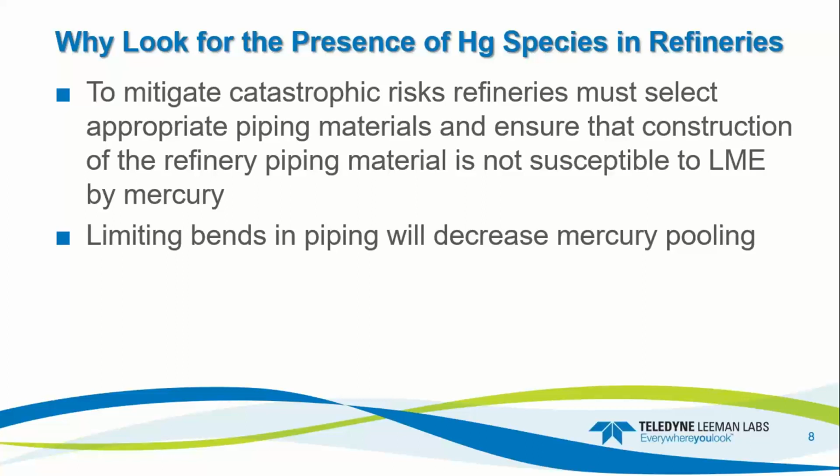To mitigate the catastrophic risks within the refineries, they must select appropriate piping materials and ensure that the construction materials themselves are not susceptible to LME. This could be done simply by trying to limit the bends in the piping, which will ultimately decrease mercury pooling, in theory, so it doesn't start to drop out at cold zones or places where there are different restrictions in the flow.